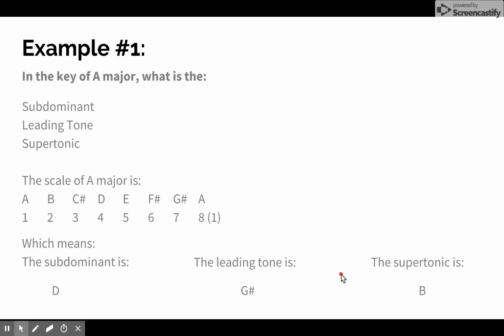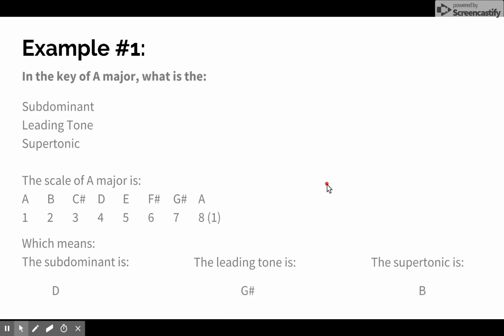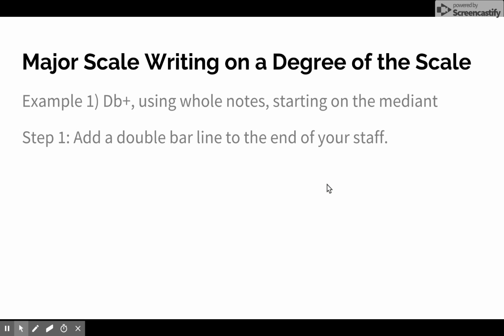Now, when you draw these starting on different degrees of the scale, if I want you to start the A major scale on D, you're going to draw from D up to D and back down again. You're not going to stop at A or only go up as far as A and then come down. You still have to do 8 notes going up and then back down to your original note. So don't forget, you always have to figure out your key signature first.